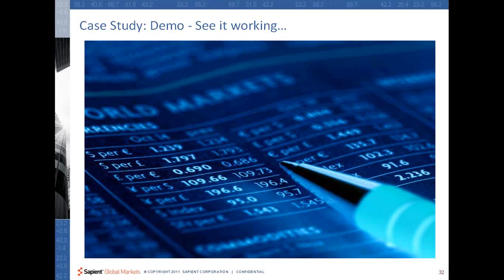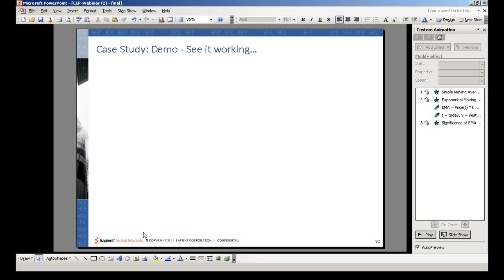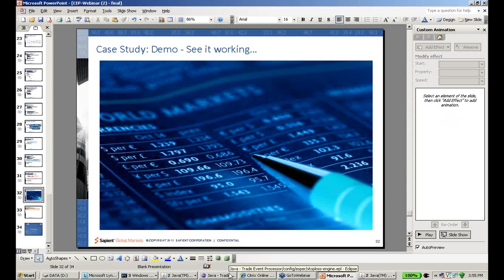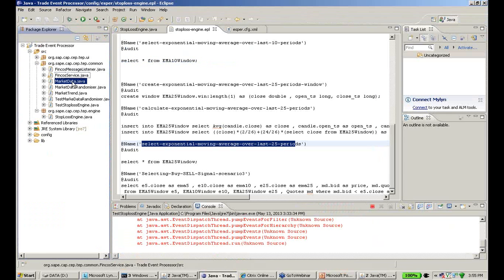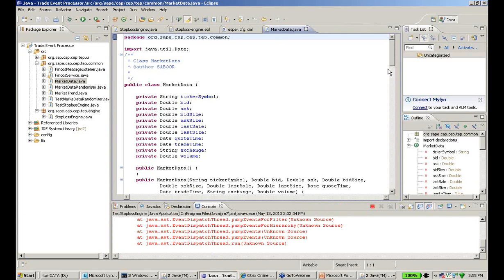So here we have come to our demo section. First I'll show you the code and then we will do a demo. The class that we are seeing currently is a MarketData class, which has all the attributes that we discussed about the market data, like ticker symbol, bid size, ask size, last sale, exchange, and volume. All that data we intended is over here.